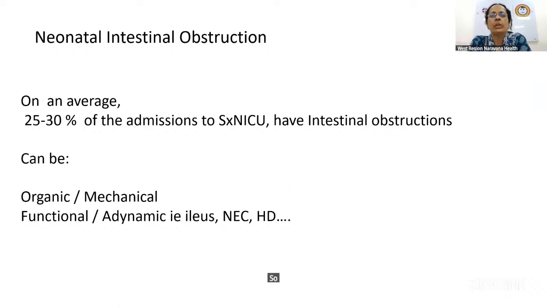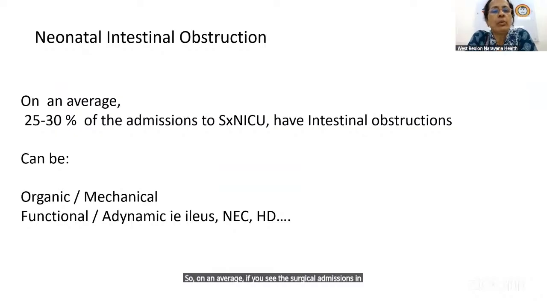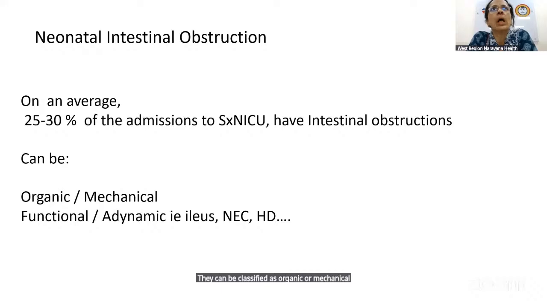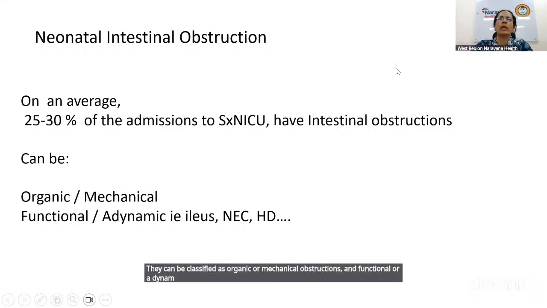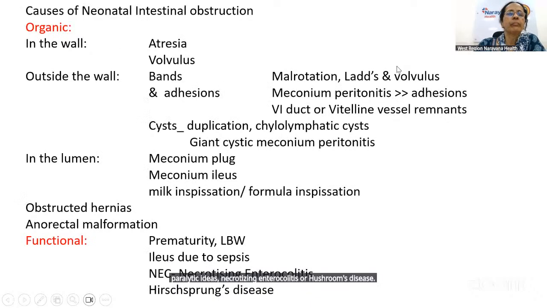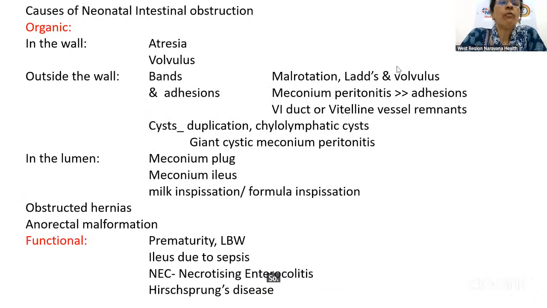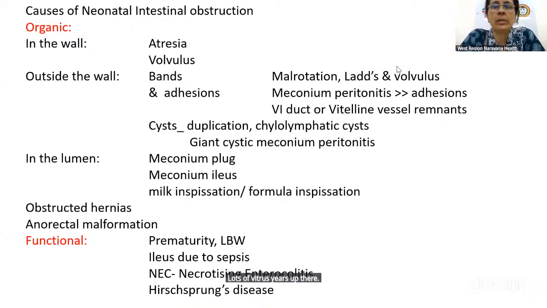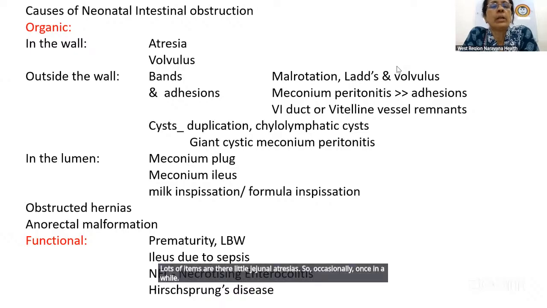So on an average, if you see the surgical admissions in NICU, 25 to 30% of them are due to neonatal intestinal obstructions. They can be classified as organic or mechanical obstructions and functional or adynamic obstructions like paralytic ileus, necrotizing enterocolitis, or Hirschsprung's disease. So going through the list of causes of neonatal intestinal obstruction, in the wall there will be atresias. Lots of atresias are there, duodenal, ileal, jejunal atresias. Occasionally, once in a while, we do get colonic atresias.